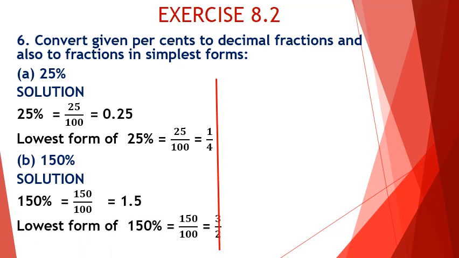Second part of the question is find the lowest form or simplest form of the fraction. So 150 upon 100 you can divide by the common factor, or you can find the HCF of denominator and numerator, then divide by HCF, or by simple cancellation also you can find. Here 50 is common in both numerator and denominator, so you can divide by 50. So we get 3 upon 2 is the simplest form, or you can write it as 1 integer 1 upon 2.